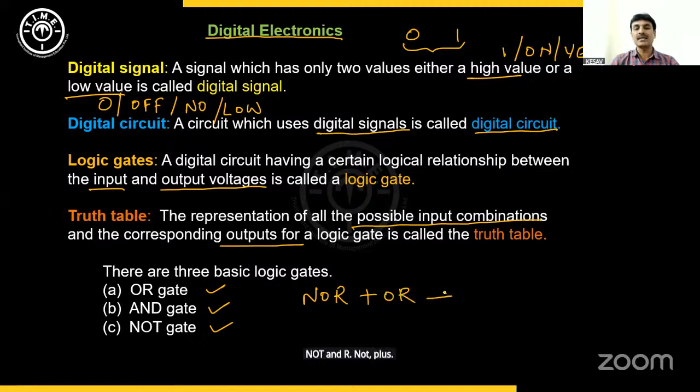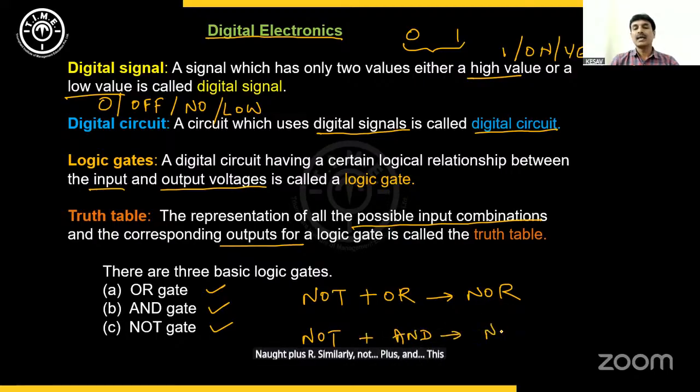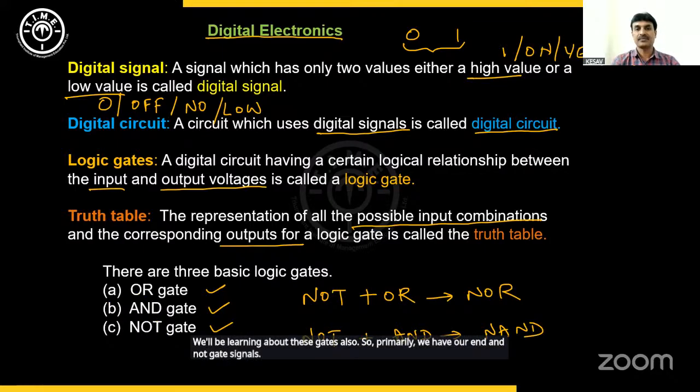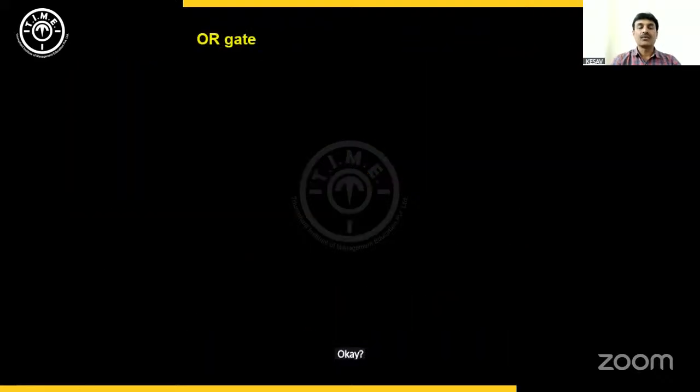This combination gives you a new gate called NOR, NOT plus OR. Similarly, NOT plus AND gives you a NAND gate. We'll be learning about these gates also. So primarily we have OR, AND, and NOT gates in this. Okay. Now, what is an OR gate?